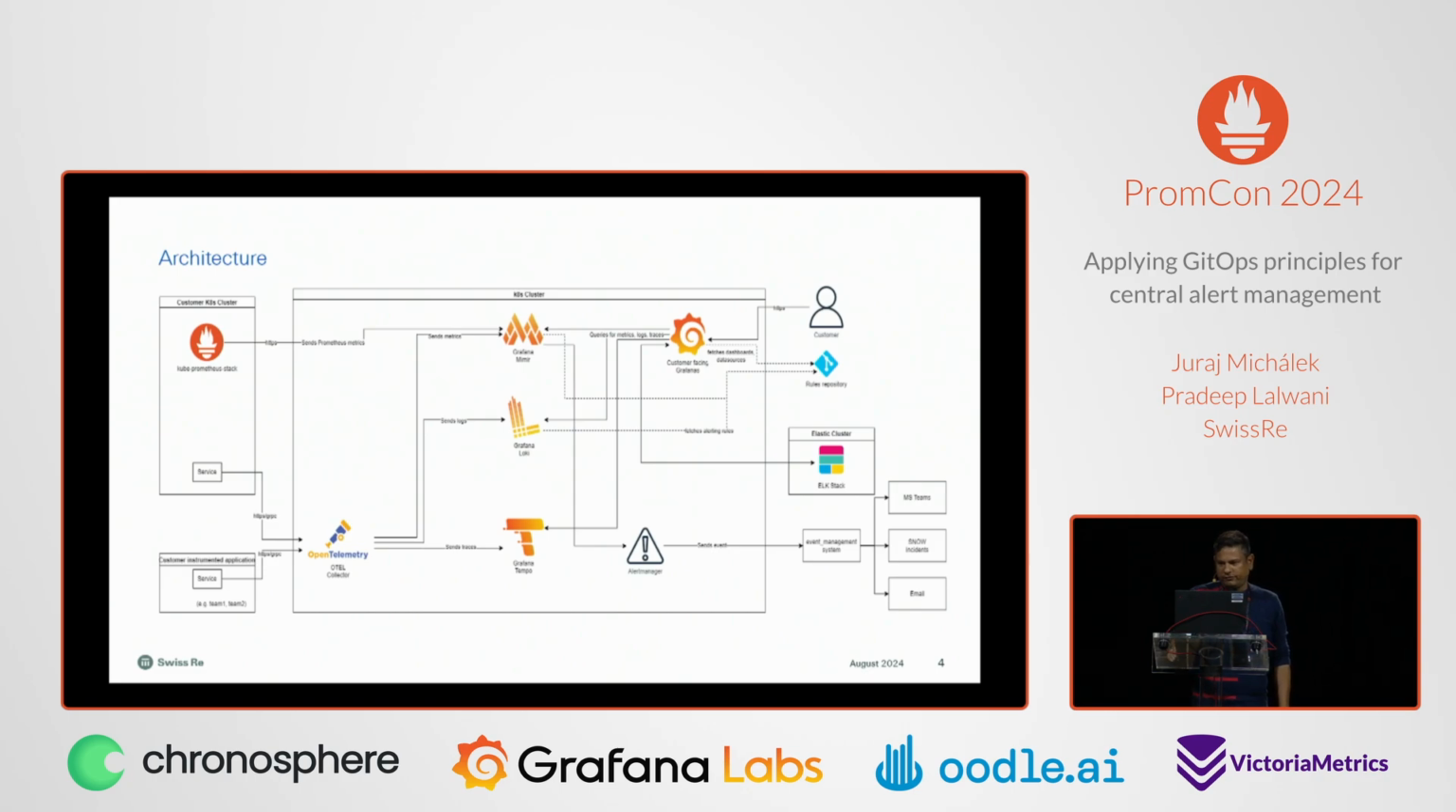We use Alertmanager heavily. And on the right-hand side, you see there is something which is not native Grafana ecosystem, which is Elastic. We use Elastic Stack heavily for our logging. And why we use that, we will come to in the next slide.